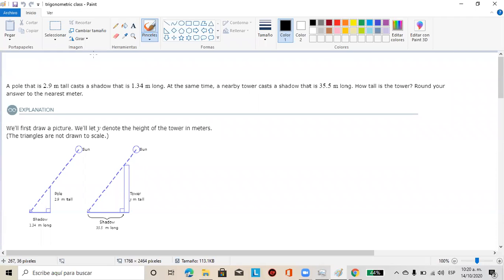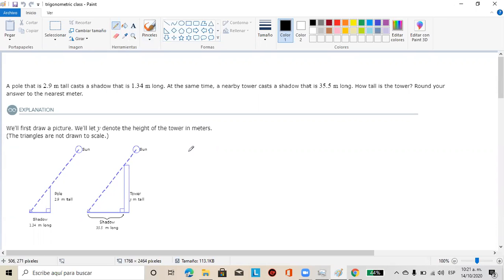Okay, guys, so today we are going to solve a word problem using all that we have learned about trigonometry. This problem says a pole that is 2.9 meters tall casts a shadow that is 1.34 meters long. At the same time, a tower casts a shadow that is 35.5 meters long. How tall is the tower? You need to round your answer to the nearest tenth.